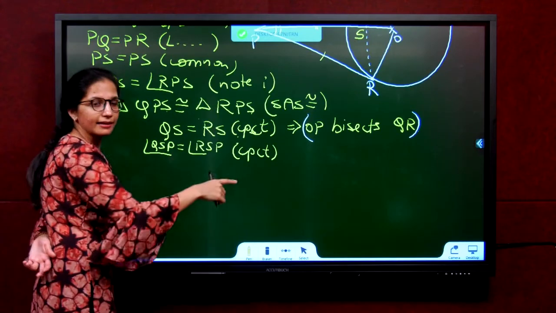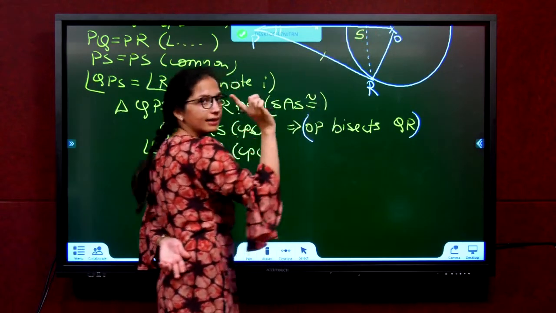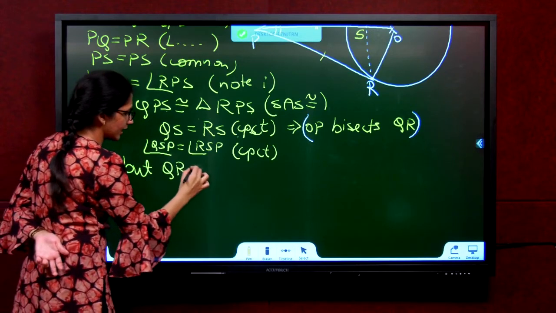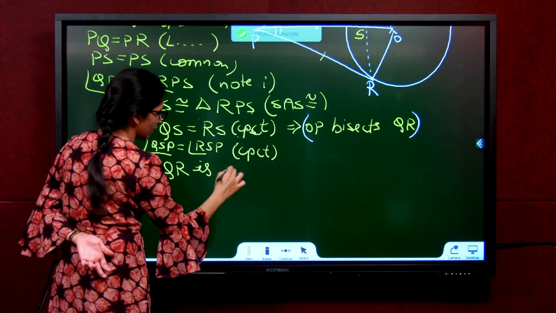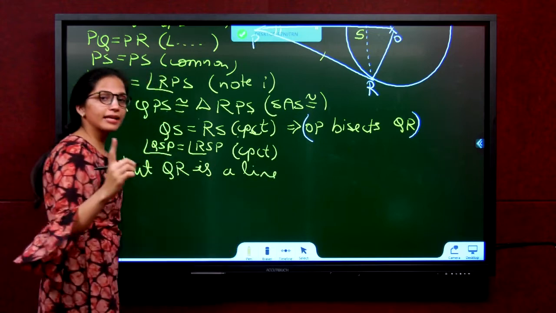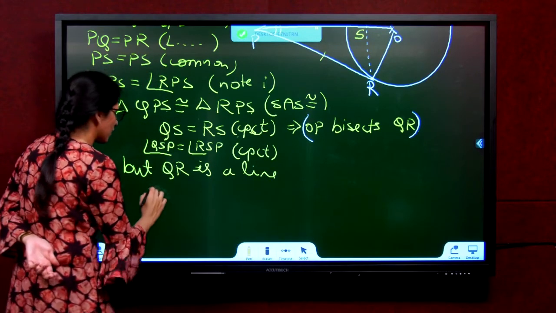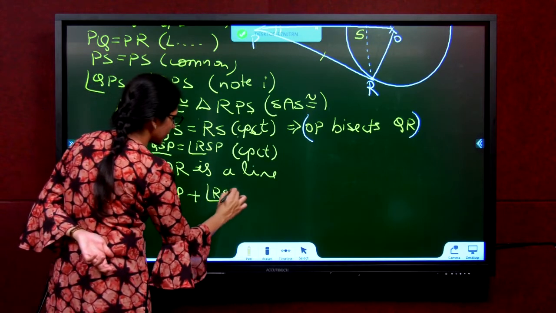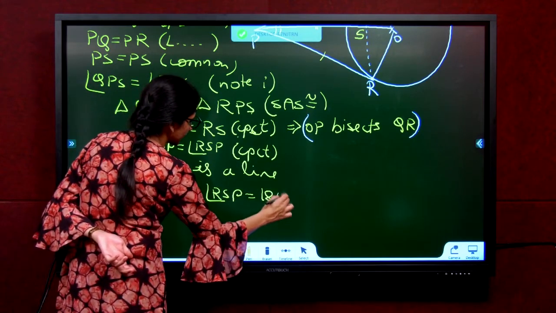But QR is a line. This whole dotted thing is a single line. Angles on a line is equal to 180 degrees. So I can say angle QSP plus angle RSP is equal to 180 degrees.